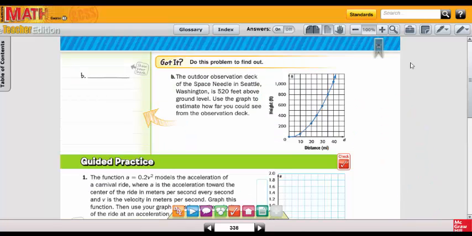Okay, let's take a look at letter B. The outdoor observation deck of the Space Needle in Seattle. If you don't know what that is, the Space Needle is this structure that looks kind of like this, and then it's got something on the top like this, and I believe there's a restaurant up there, but it's a very tall structure. Okay, the outdoor observation deck, so it's a place where you can go there and you can observe. The Space Needle in Seattle, Washington is 520 feet above ground level.